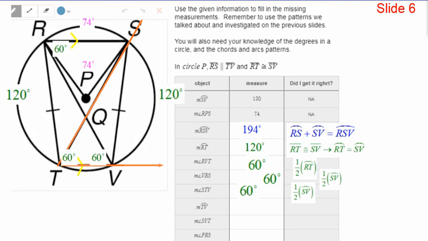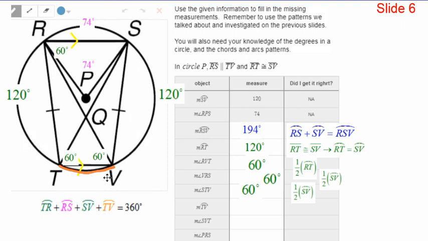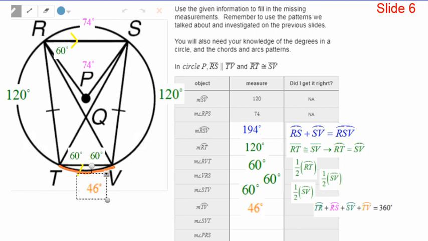Now we want to work on finding the measurement for arc TV. So we'll mark that. Well, remember, the arcs of the circle should have a total of 360 degrees. So if we add up the 4 arcs of our circle, that should be our total. Well, we already know 3 of those measurements, so we could solve for the length of TV by subtracting those 3 from 360. So arc TV should have a measurement of 46 degrees.